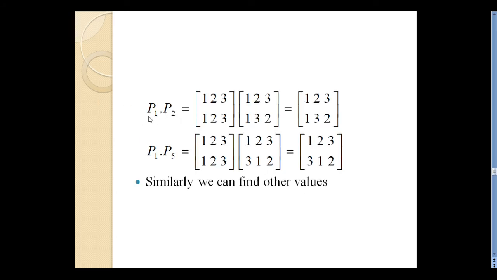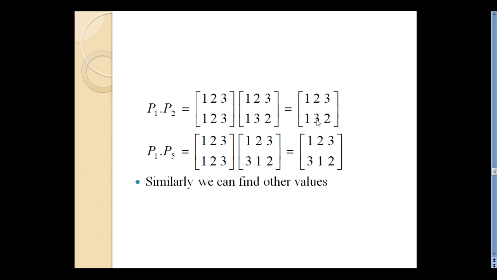Now we will check with P2. So P1 into P2, how to multiply? Write the P1 value and the P2 permutation. Now 1 goes to 1, and in the next matrix 1 goes to 1. So 1 goes to 1. 2 goes to 2, and in the next matrix you have to see 2 goes to 3.